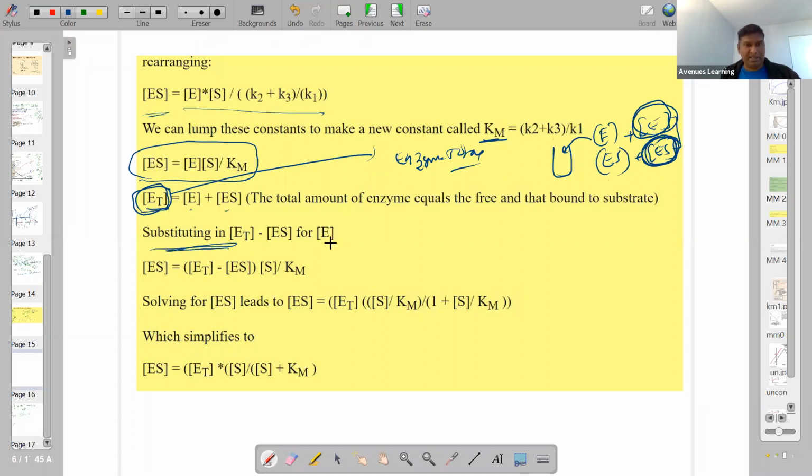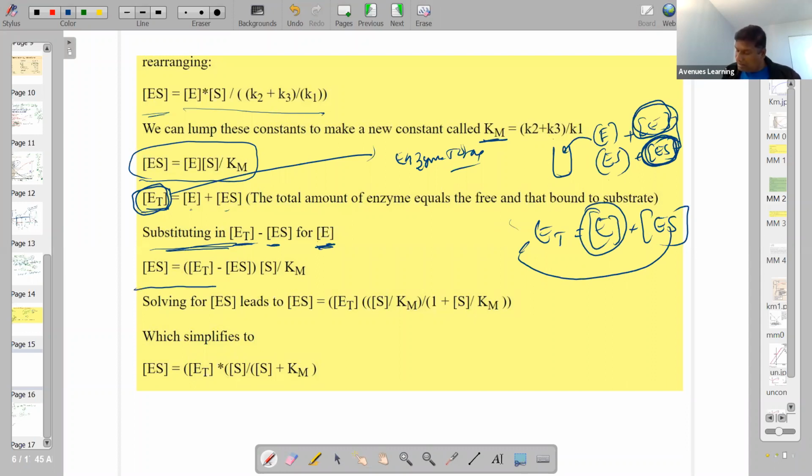So we know that Et is equal to the free enzyme concentration plus the ES concentration. If you want the equation for just E, we just have to subtract from the total. Et is equal to E plus ES, so Et minus ES is the free enzyme. If you want the free enzyme, you just have to get it here. Simple. Then we take this equation and put it wherever we need free enzyme. We are replacing this with free enzyme, so we get this equation. Now solving for ES finally gives us this equation.